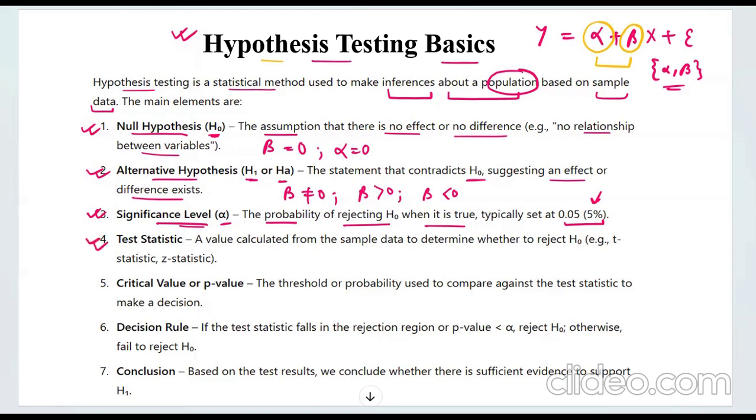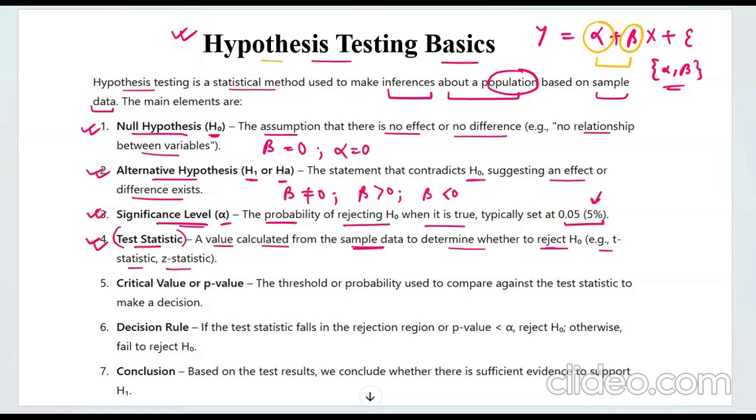Then the next step is to define the test statistic. What is a test statistic? It's a value that is calculated from the sample data. Now that we want to test our population parameters based on a sample, the sample data comes in the form of the test statistic. We will define our test statistic in terms of our sample data, and I'll show you how to do this. So it's a value calculated from the sample data to determine whether to reject or accept H naught, right? So this will help us in order to conduct the test. For example, T statistic and Z statistic.